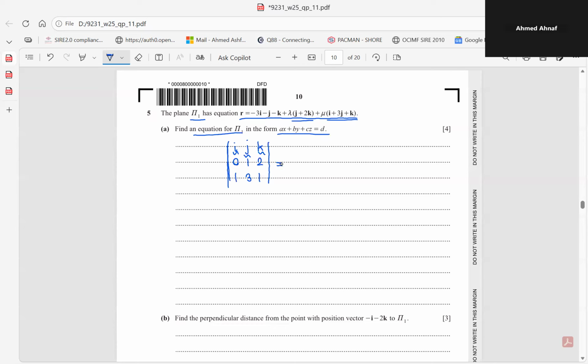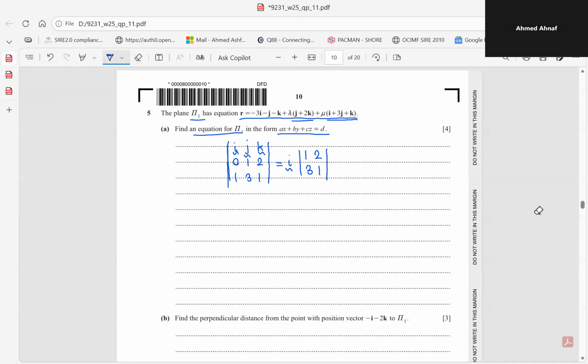So you can use your calculator to easily find this out, but I'm just going to do it the manual way. So to get your I, you cover these two. Wait, sorry. Cover these two, and then you take your 1, 2, 3, 1. Like you take the determinant of that part only.